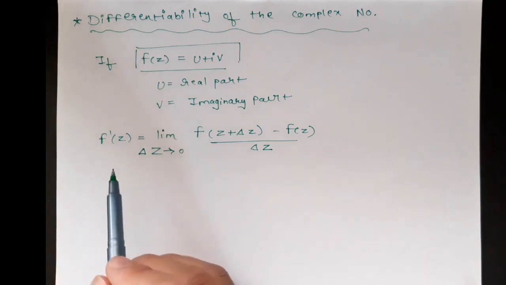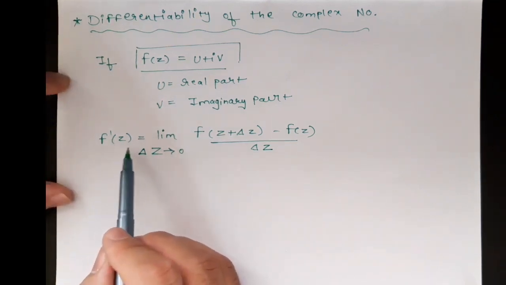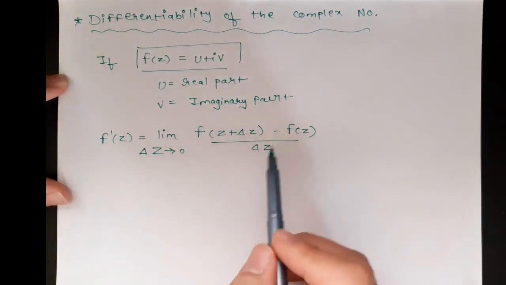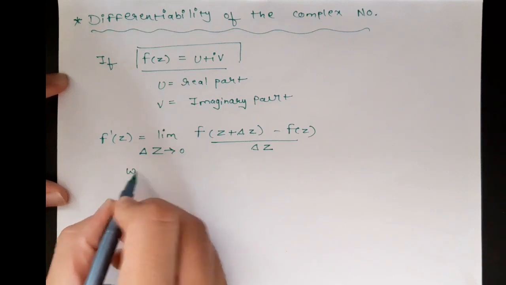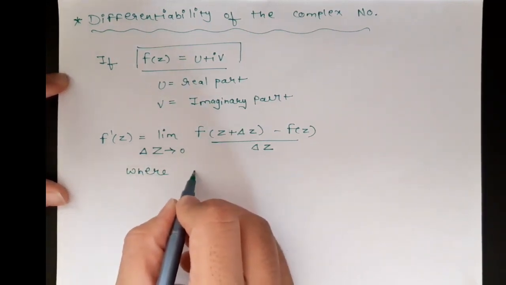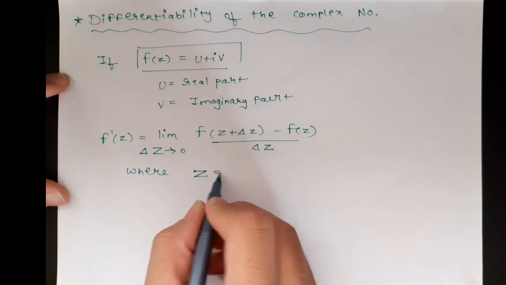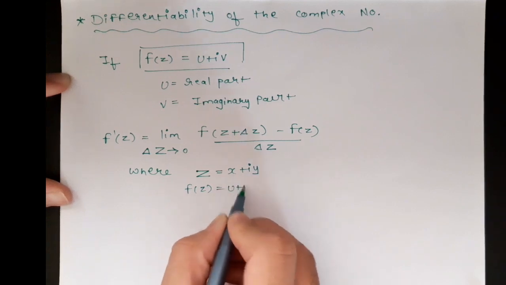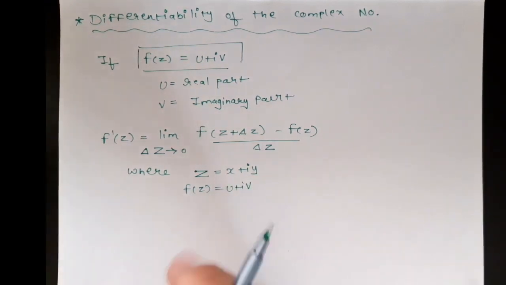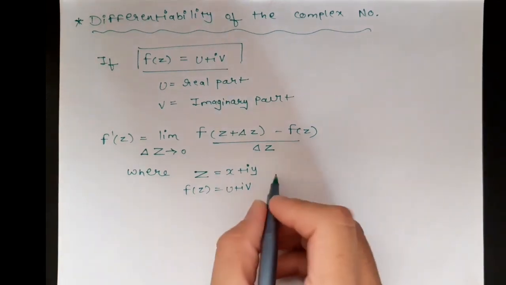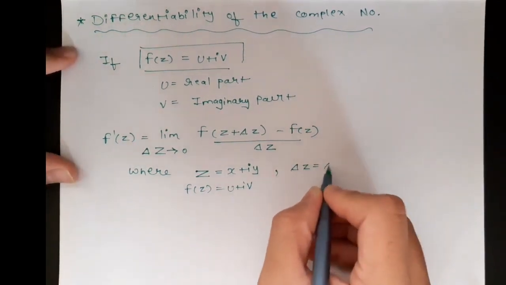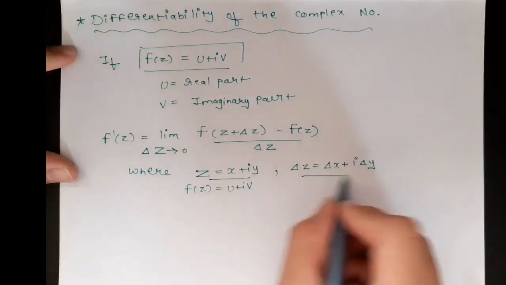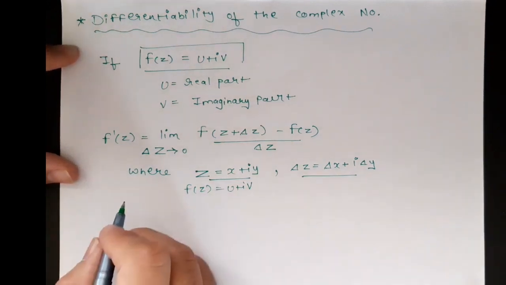So by using the definition of differentiability, we can write f'(z) = limit as delta z tends to 0 of [f(z + delta z) - f(z)] / delta z, where, as I told you just now, whenever we say z, we write z = x + iy, and always write f(z) as u + iv. And delta z can be written as delta x + i delta y. Now substituting this z and delta z in the above equation, we will get the value.